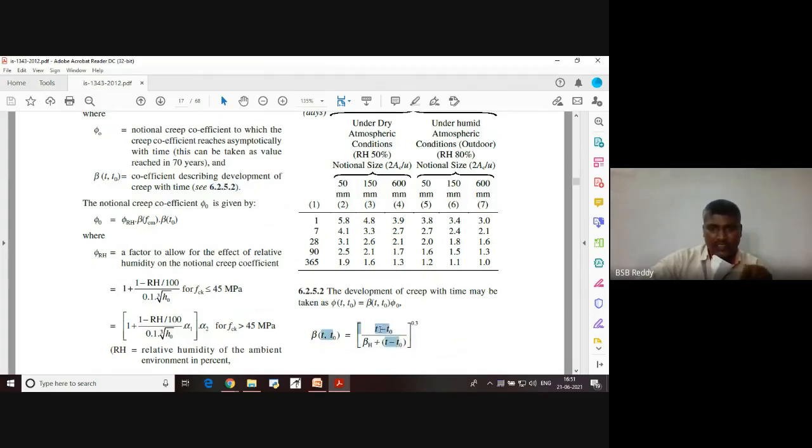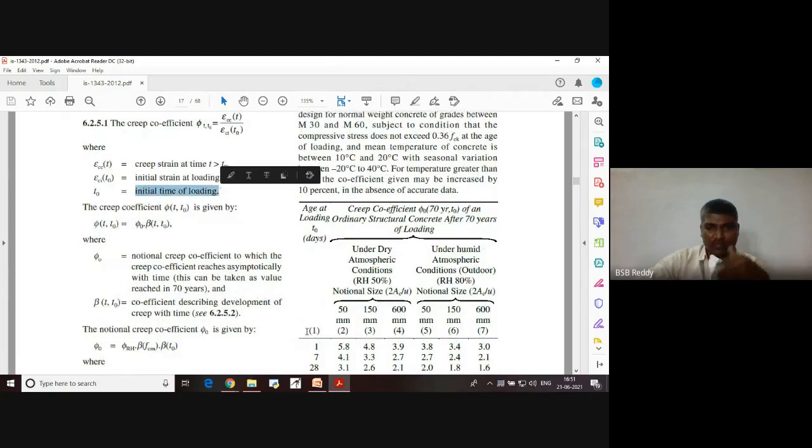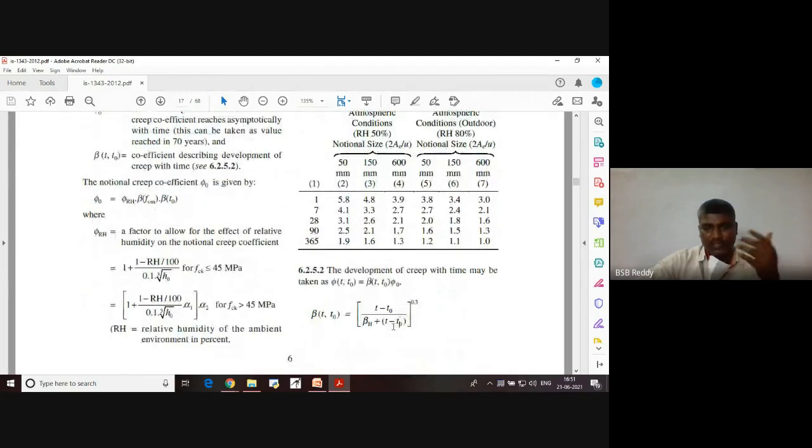So t is the age at which you are calculating creep, because it is time dependent. Maybe after 1 year, after 10 years, you have to substitute t in number of days. T naught is again the number of days at transfer, the initial time of loading, pre-stress transfer after 7 days or whatever it is. So T naught will be roughly 7 days. And beta h, you have to get from the formula again. So this beta can be calculated from this 6252 again.